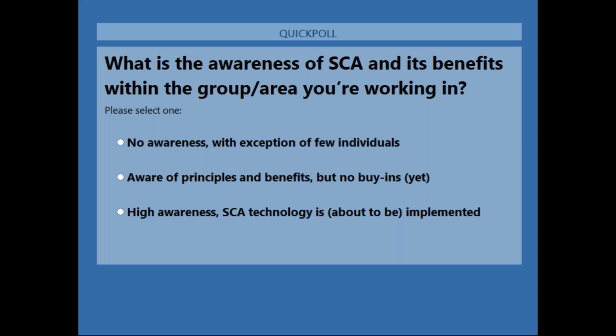Yeah, that's fine. So let's look at the awareness of structured content authoring and its benefits within the group and area that you're working in, or even the company that you're working in. And you can select from: no, there is no awareness. Perhaps a few individuals are the exception. There is basic awareness of the principles and the benefits, but there's no buy-in yet. Or there's high awareness, even on the technology, and we are about to implement something like that. We'd be interested in your feedback.